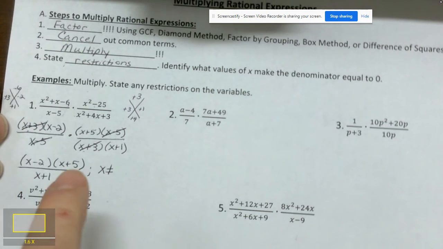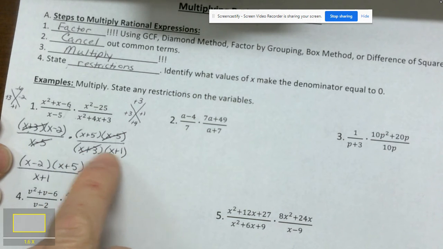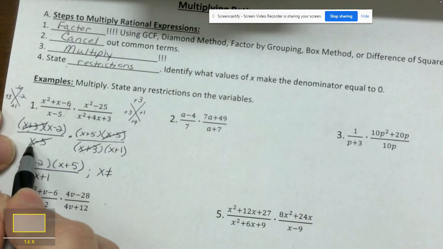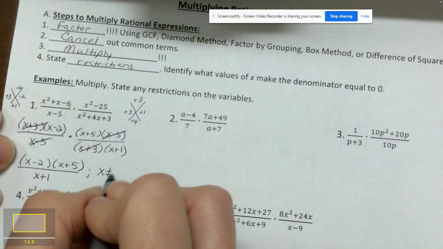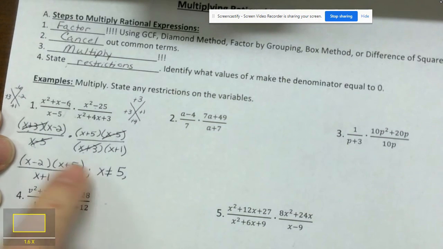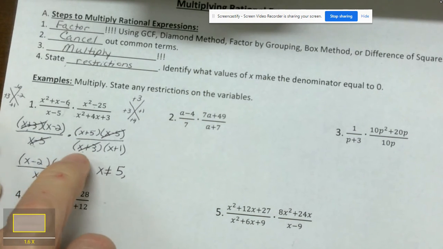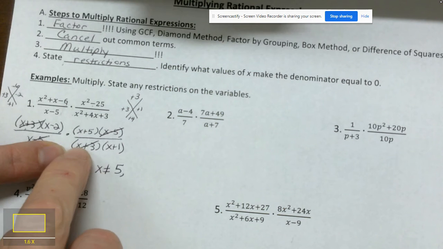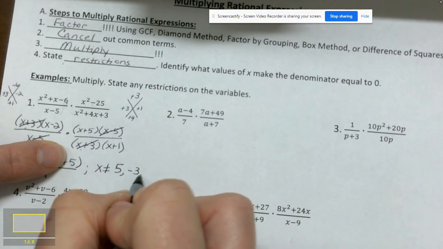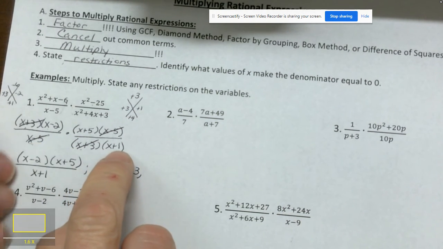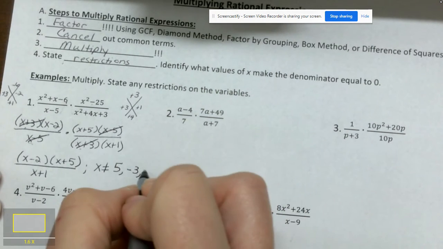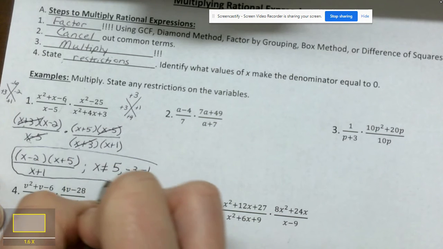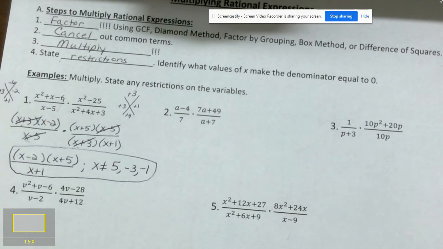Now remember, to get those, you go back to where you factored the denominators. So here's this denominator. In order for x minus 5 to equal 0, that means x would have to be 5. So x cannot equal 5. Then we move to this one. x plus 3 equals 0. That would be a negative 3. And then what would make x plus 1 equal to 0? That would be a negative 1. So I've listed my restrictions and I've come up with my answers. And that's how you do number 1.